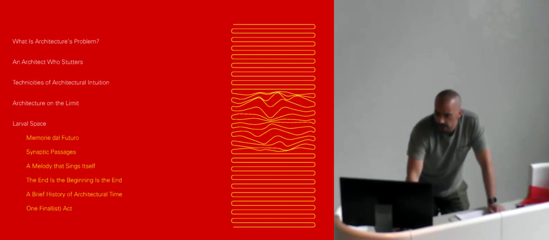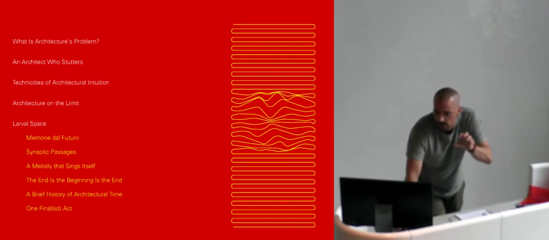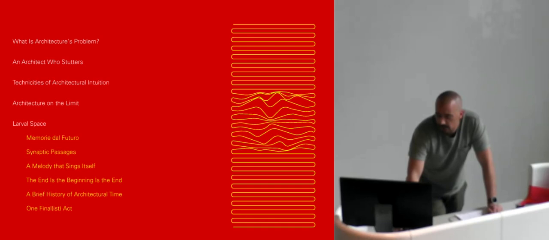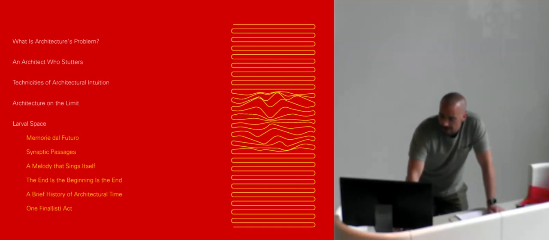Then the second part, stuttering, has to do with thinking of ways that one could approach architecture non-representationally, so without focusing on representation and annotation, and all the other means that we traditionally associate with architecture. Then technicities, which also happens to be the title of the book, is a concept taken from Simondon. I don't think I need to explain it because most of you have probably heard me speak about it many times. It appears here, more or less in the middle of the book, connected with intuitions.